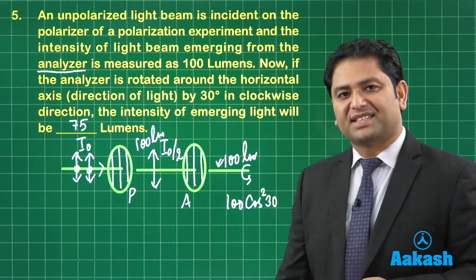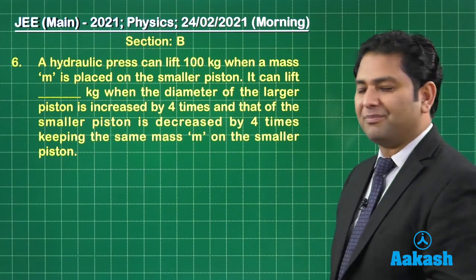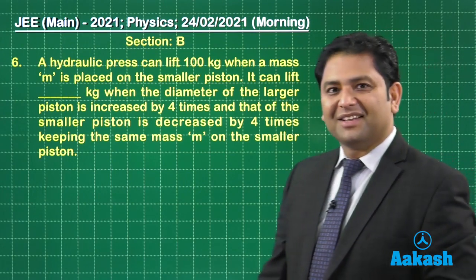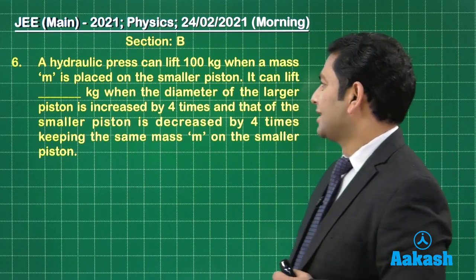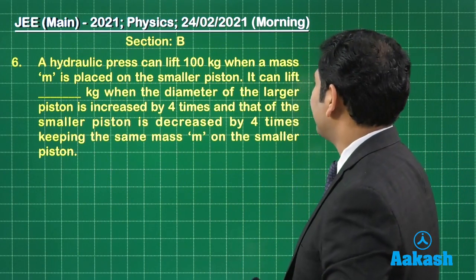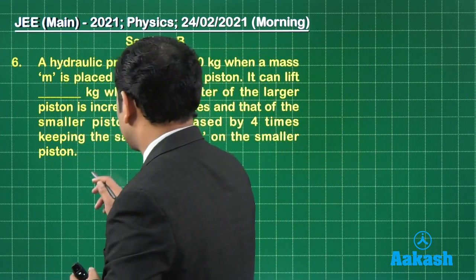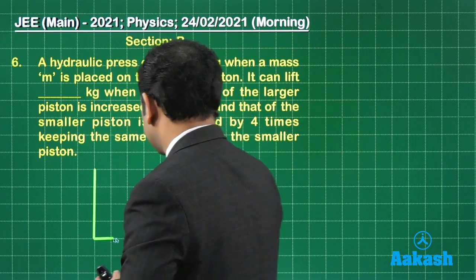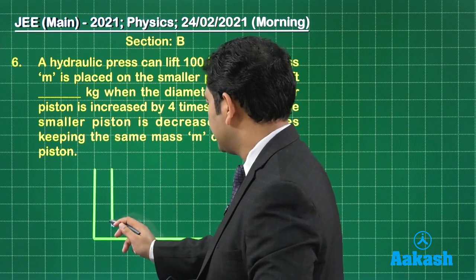Let's go to question number 6. Now this is from hydrostatics. Pascal's law would be utilized here. A hydraulic press can lift 100 kg. Now what I'll do is quickly draw a hydraulic press. Okay, so this is the hydraulic press.